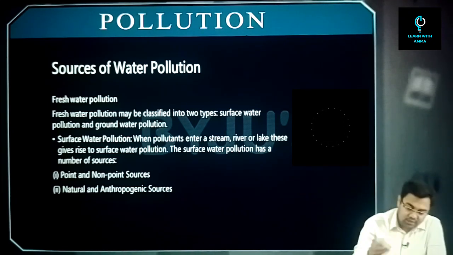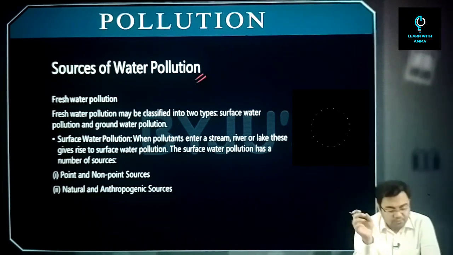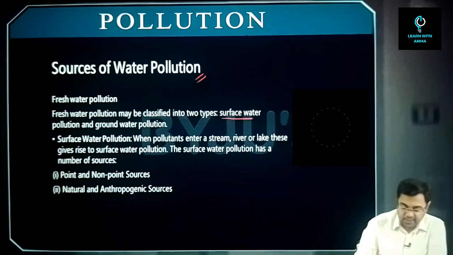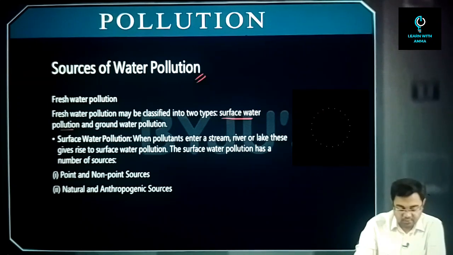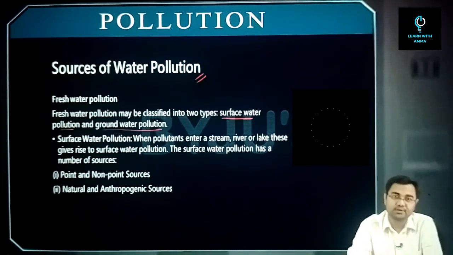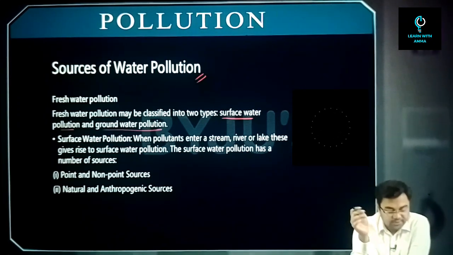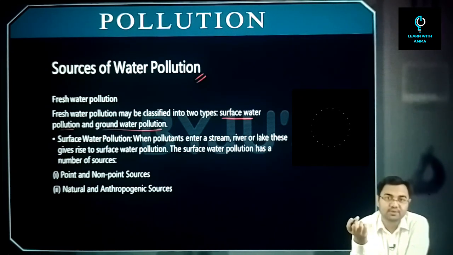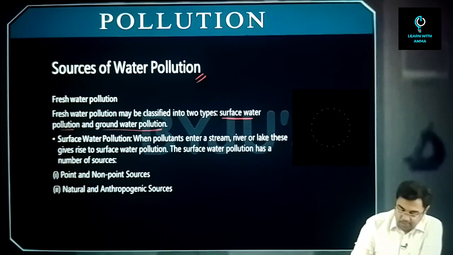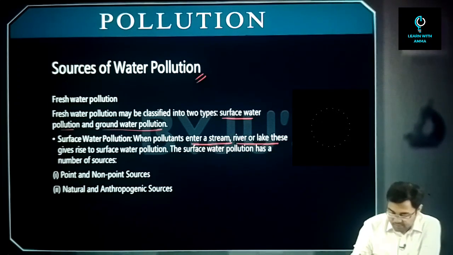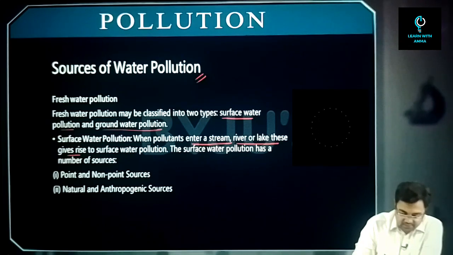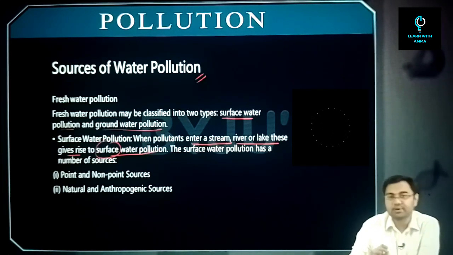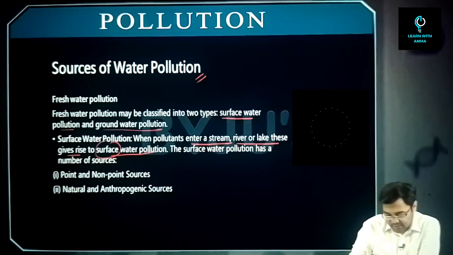Now, what are the sources of water pollution? We can define freshwater pollution in two manners: surface water pollution and groundwater pollution. We'll discuss both one by one. First, let's start with surface water pollution. When a pollutant enters a stream, river or lake, this gives rise to surface water pollution. And what surface water is and what groundwater is, we have already discussed, so this should not be an issue.